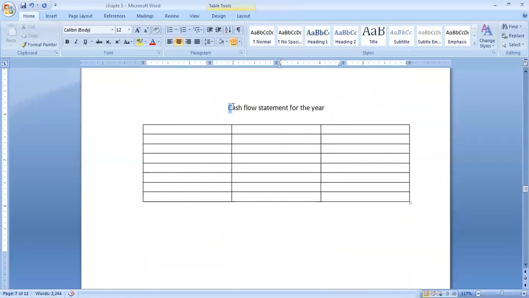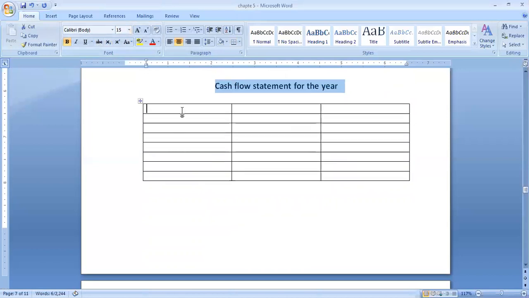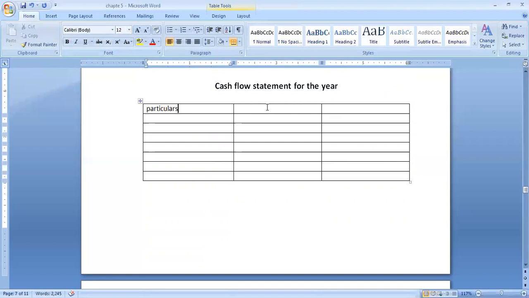Then go ahead with preparing the cash flow statement for the year. So the cash flow statement for the year, make it as particulars, and the amount in rupees. Clear? So what is the first?